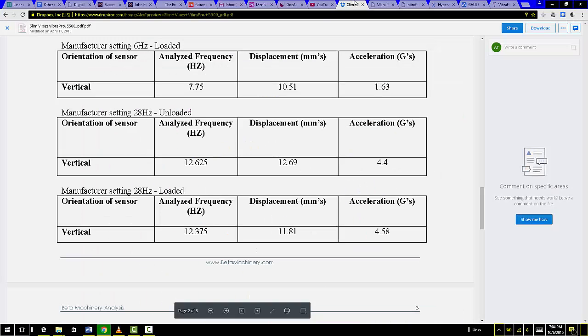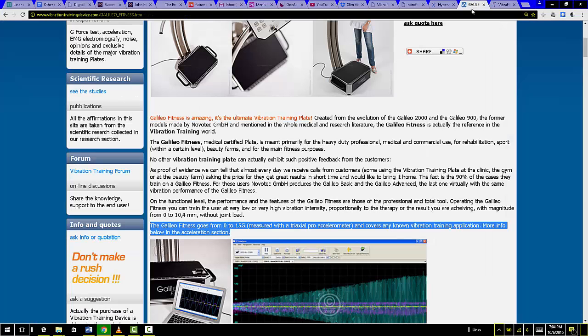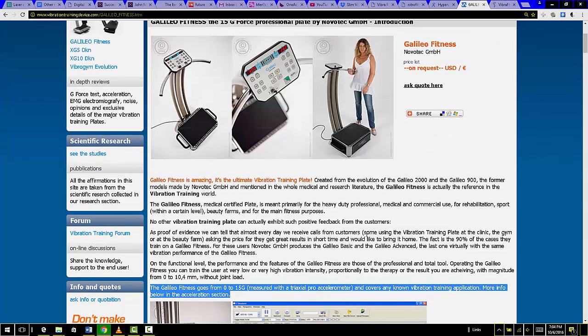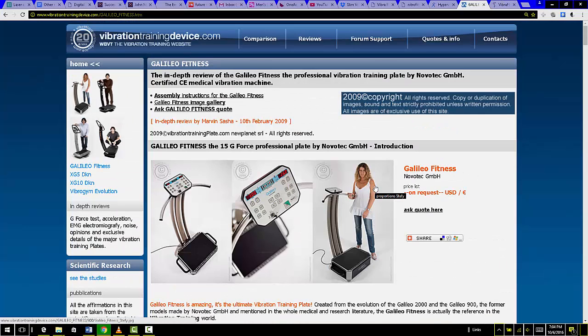Anyway, this is very normal in this category. I've spent a lot of years researching this, helping a lot of folks figure out apples to apples comparison. So check this out. Okay, so now we have 4.58 Gs. This is good information, is it not? Okay. So let's mosey on over here to Galileo Fitness.